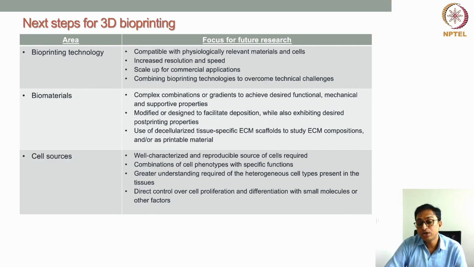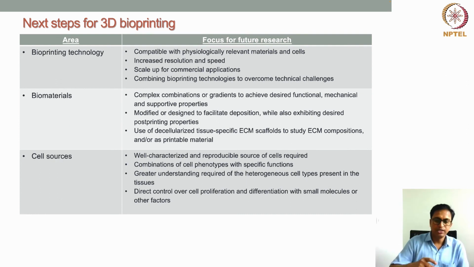Again, can we control the cell proliferation and differentiation of the cells towards that particular application? Suppose we use that cell source for bone tissue engineering, when you are trying to bioprint a bone, can we control the cell proliferation and differentiation within that construct? How can I do that? It can be done with some small molecules or other factors to direct the cellular function, how the cells will proliferate, how they will differentiate.